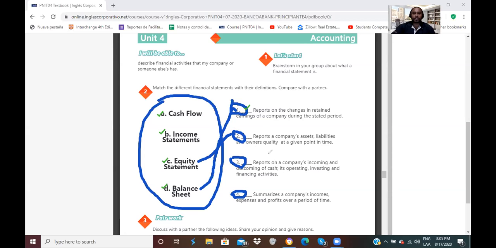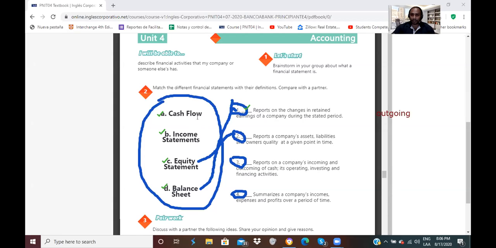Number three, repeat: reports on a company's incoming and outgoing of cash. You said outcoming, but that word doesn't exist. It should be outgoing. Outgoing of cash. It's operating, investing, and financing activities. All right, so would that be cash flow, income statements, or equity statements?